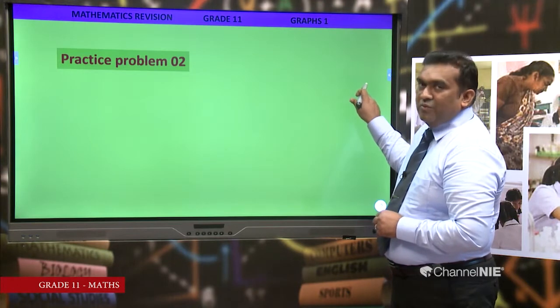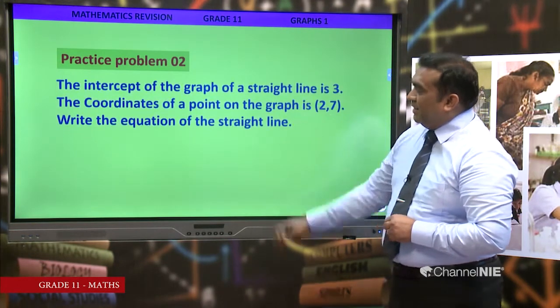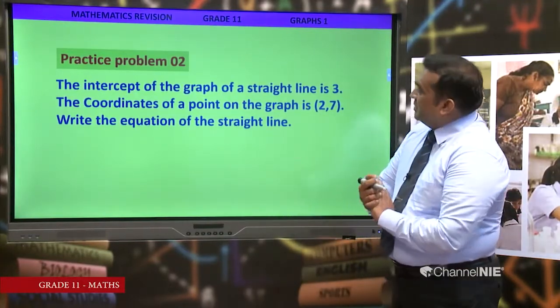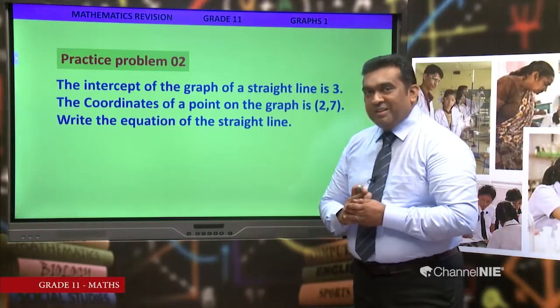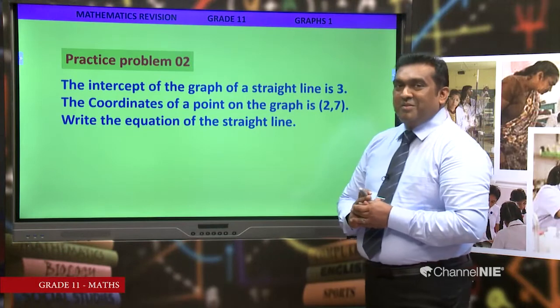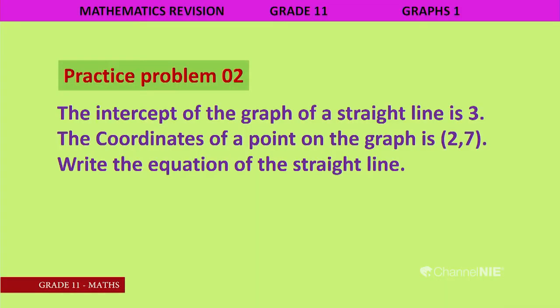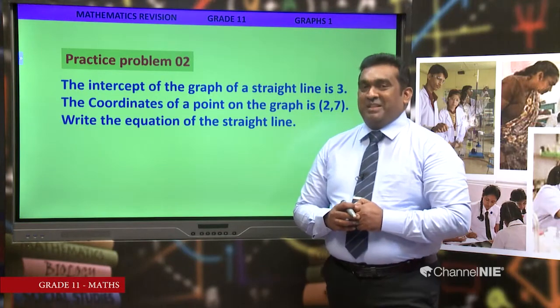Second question. Yes, my dear children, now you can see another problem. Is there any difference with the first question? You see, the intercept of the graph of a straight line is 3. The coordinate of a point on the graph is (2, 7). Write the equation of the straight line. In the last example, we considered 2 points; here, an intercept.